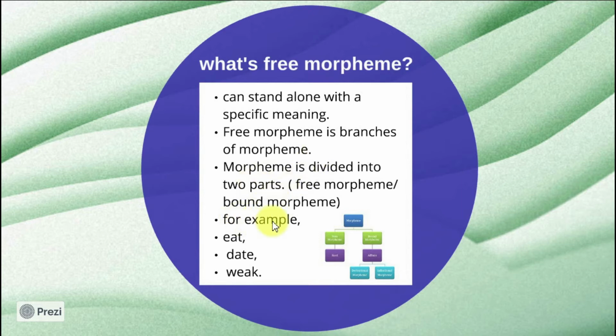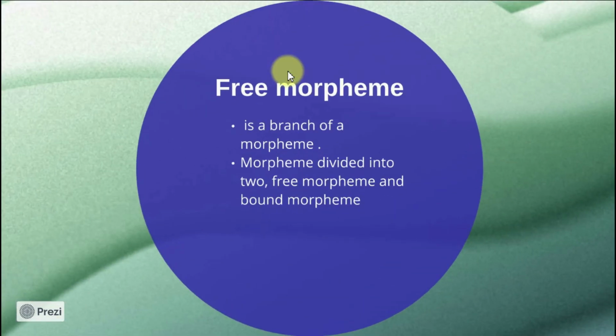For example, a free morpheme can stand alone, like eating, and has full meaning, like dead and weak. Those are all words. Sometimes they say words or vocab, and sometimes they say free morpheme if they are talking about morphology.